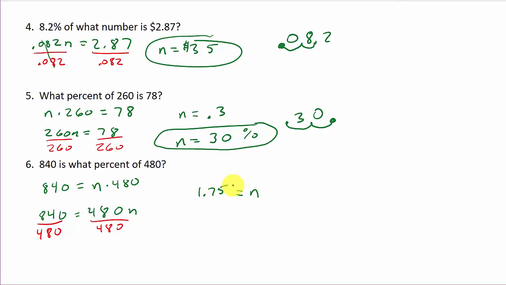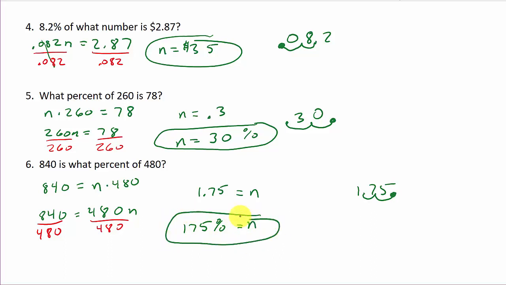1.75. Okay, well, they're wanting it as a percent, so let's come over here, 1.75, write that as a percent. So remember, to do that, we move the decimal 2 places to the right. So this is going to give me n is equal to 175%. And there's your answer.